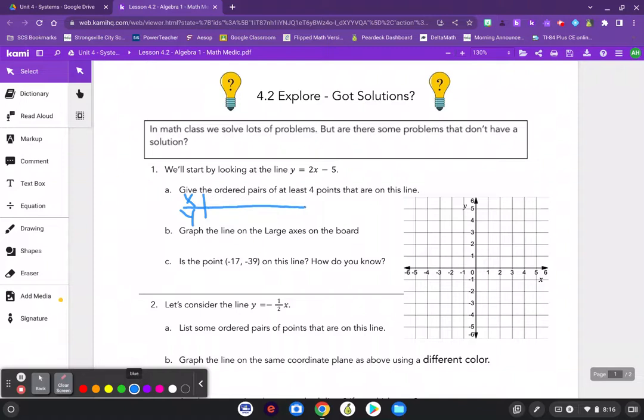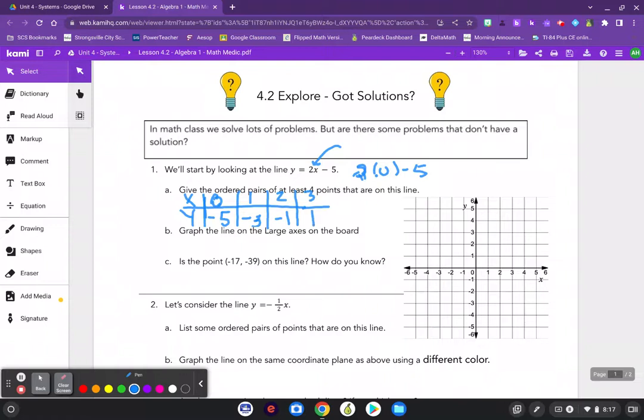And you can start with any x value that you want. I think an easy x value to start with would be 0. And so if I were to substitute 0 in for x here, I would have 2 times 0 minus 5, and that would give me negative 5. And so I'm just substituting numbers in. I would do 1 next. I would do 2 times 1, which is 2 minus 5, so that's negative 3. And then I would substitute 2 in. That's 4 minus 5, which is negative 1. Substitute 3 and I get 1.